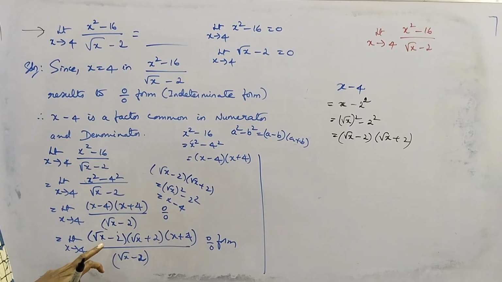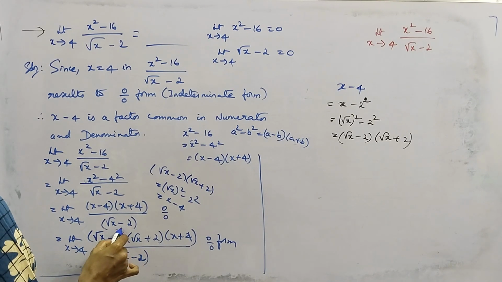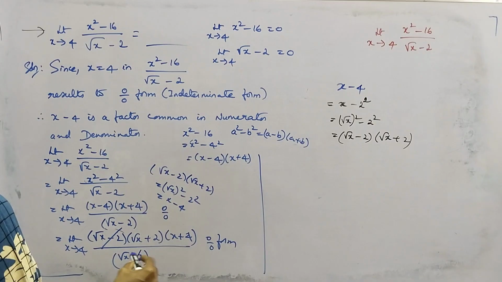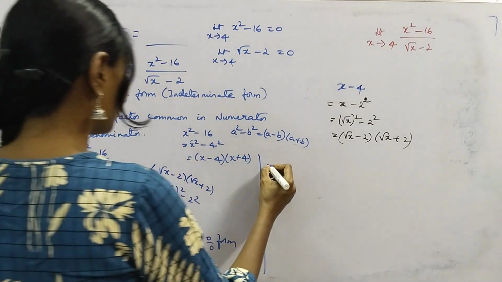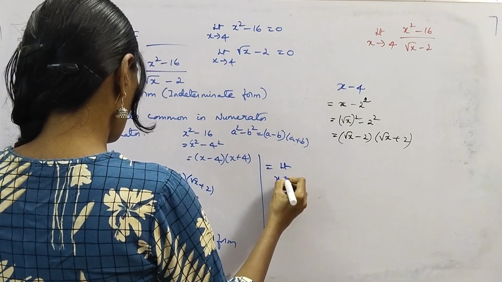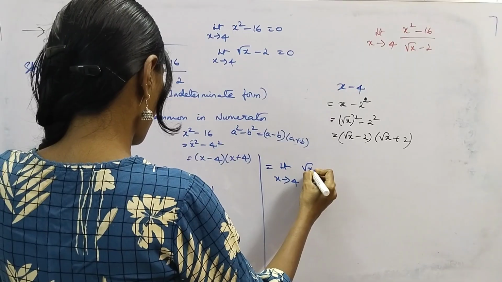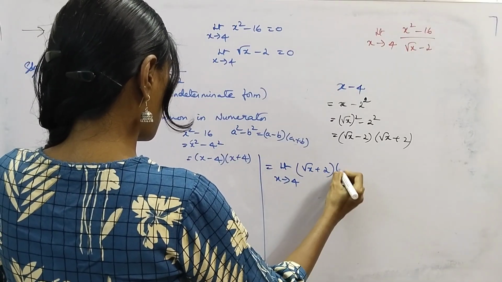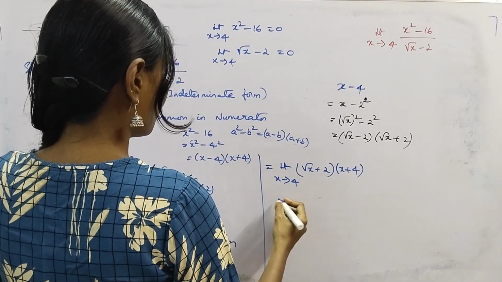Also, if you check, we put x equal to 4, you'll get square root of 4 minus 2, which is 0. Square root of 4, which is 2, minus 2 is 0. Only these two terms make the total expression 0 by 0 form, right? So now we'll cancel out these common factors. Then we'll get limit x tends to 4 of square root of x plus 2 into x plus 4, right?